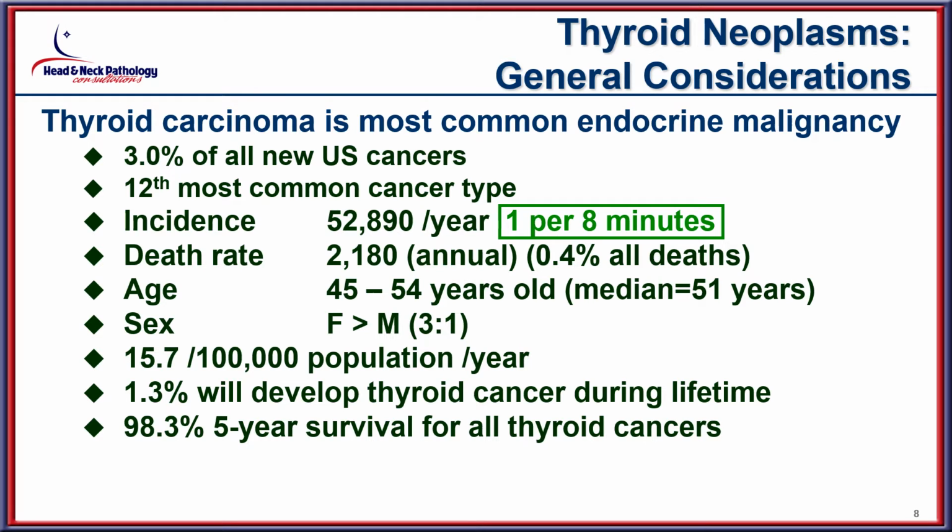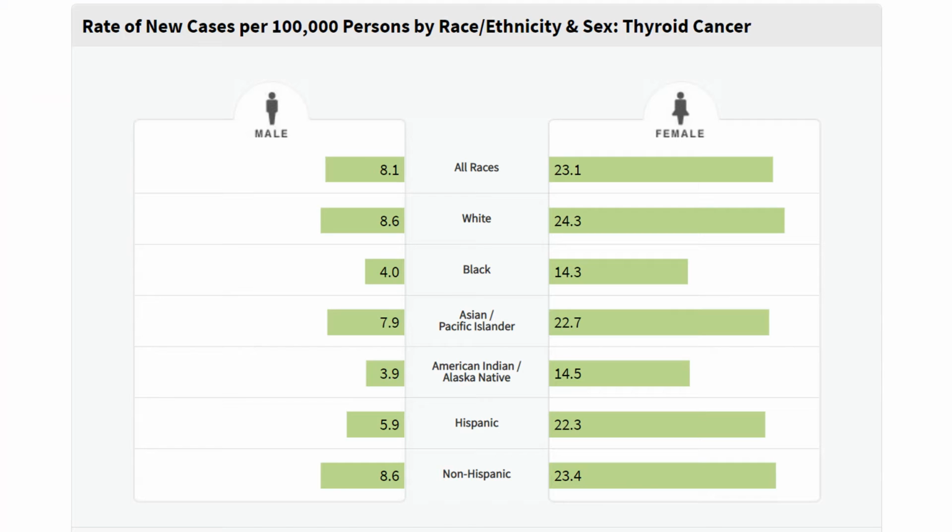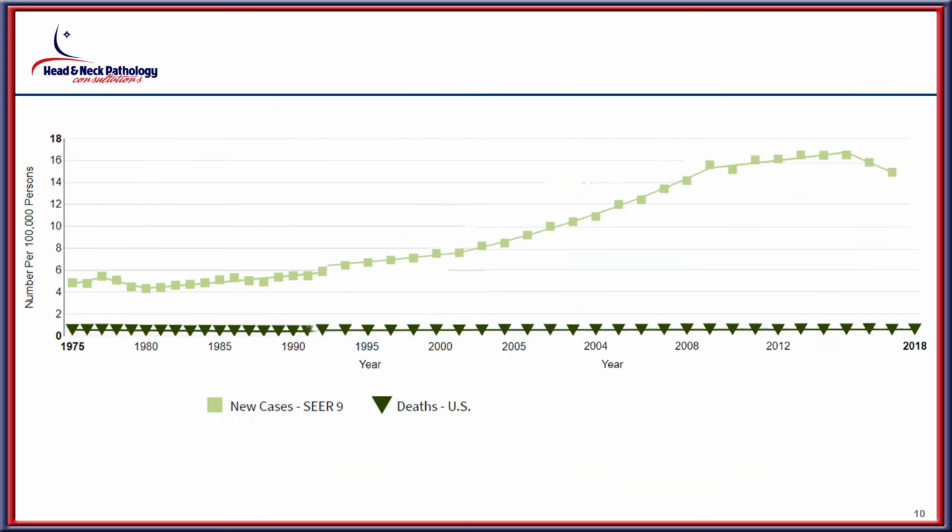While you'll notice the normal age distribution at presentation is somewhere between 45 and 54, any age can certainly be affected. Much more frequently in females than in males, but the thing I would like to point out is actually at the very end, a 98% 5-year survival for all thyroid carcinomas. So if you think about the new cancers, it doesn't really matter what the ethnicity or race is, it is still going to be much more common in female patients than in male patients in general.